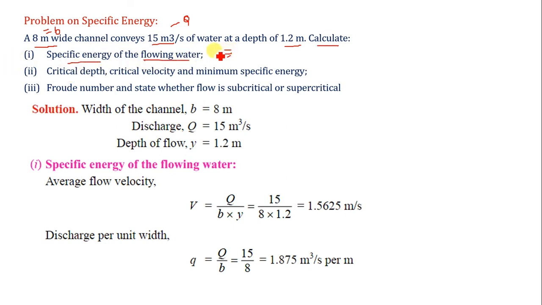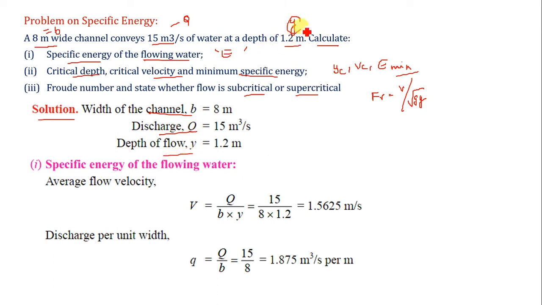So I need to calculate E. This is the first thing. And second, you have to calculate critical depth, critical velocity, and minimum specific energy. I mean, you need to calculate what is YC, VC, and E minimum. You know these equations, right? So it is not a big deal. And the Froude number, and state whether the flow is supercritical or subcritical. You know the equation for Froude number? Fr is equal to V by root over gY. Okay. So now let us write the given data. Width of the channel 8, discharge Q, and depth of the flow 1.2 meter as given here.